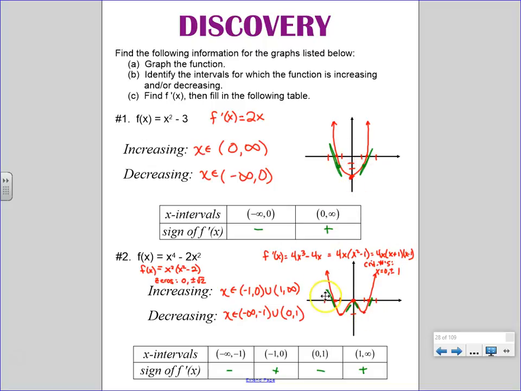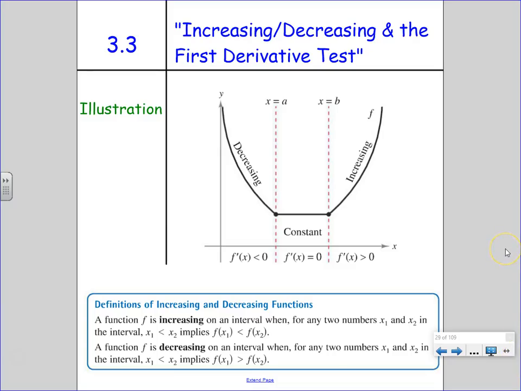Zeros, because they were all smooth turns. Question: if there was a sharp turn, would it change from decreasing to increasing also? Ooh, so the zeros or the DNEs. Oh yeah, that's what critical numbers are. That's right. Section 3.3, here we go.